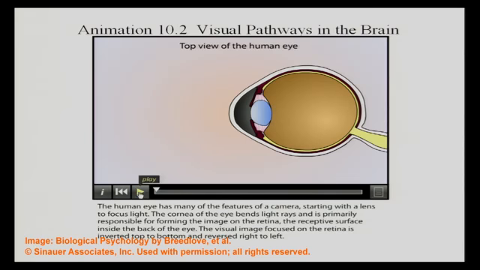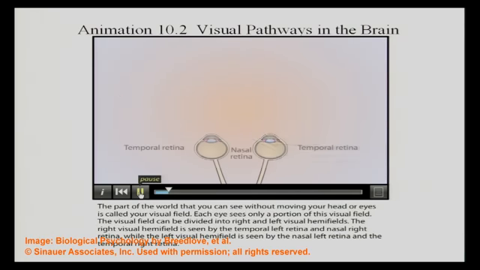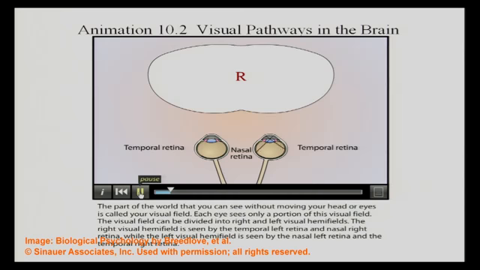The human eye has many of the features of a camera, starting with a lens to focus light. The cornea of the eye bends light rays and is primarily responsible for forming the image on the retina, the receptive surface inside the back of the eye. The visual image focused on the retina is inverted top to bottom and reversed right to left. The part of the world that you can see without moving your head or eyes is called your visual field. Each eye sees only a portion of this visual field.